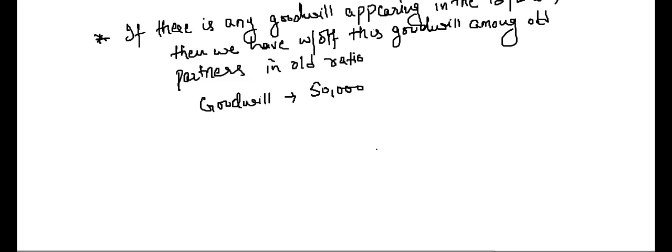Now there is a change in the terms and conditions. We will write this goodwill off. The journal entry will be goodwill account debit. We will debit the goodwill. Sorry, we will credit the goodwill because we are writing off goodwill. We are writing off an asset and we'll be crediting that asset, not debiting.